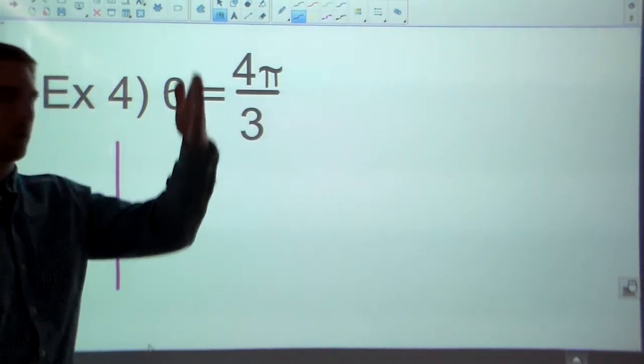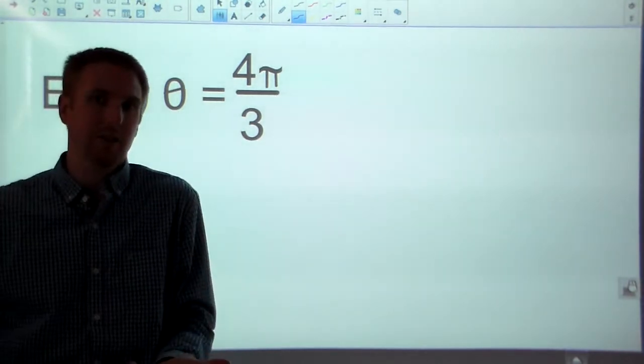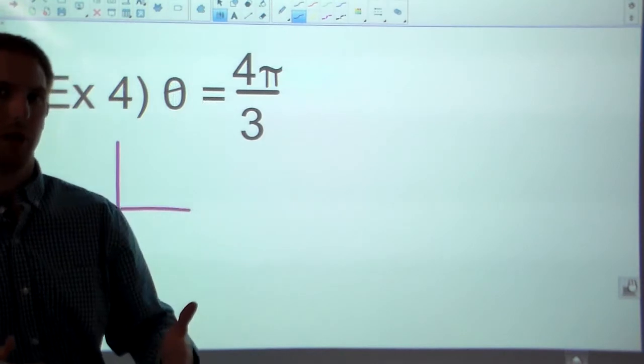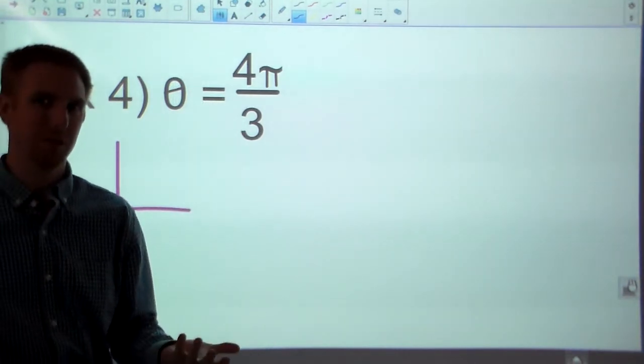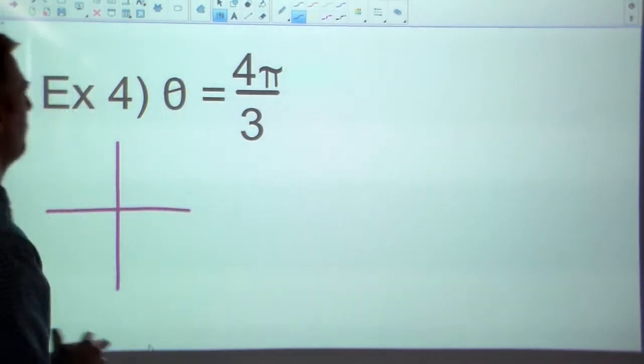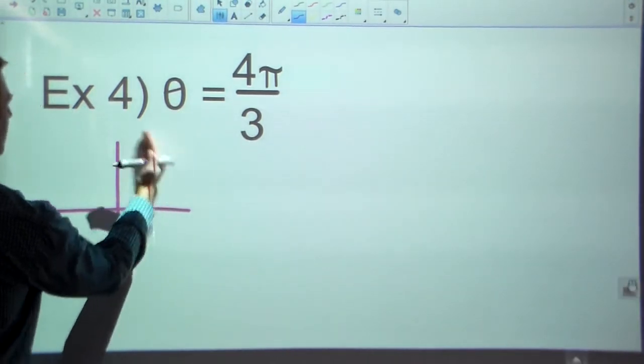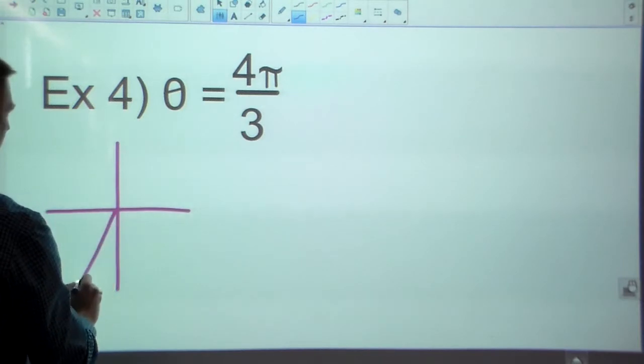Same way you can graph a vertical line, even though the calculator can't handle it, doesn't know what to do, but you can make it happen. You know how to graph a vertical line. It's not technically a function, but it can be drawn. So think of it that way. All right, 4 pi over 3. Well, if I start here on the unit circle, let's go this way. That's 4 pi over 3.